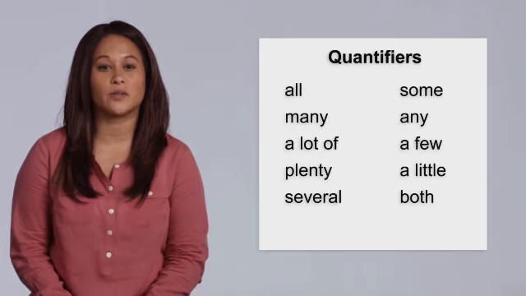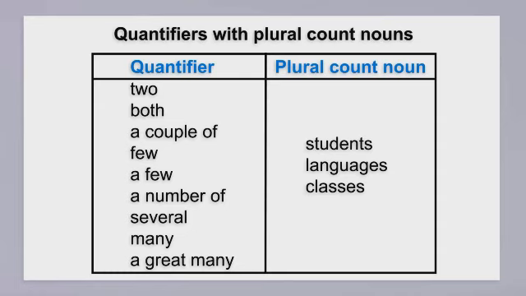Quantifiers are generally used with plural count nouns and non-count nouns. Some quantifiers can only be used with plural count nouns. For example, 2 students, both students, a couple of languages, few languages, a few classes, or a number of classes.